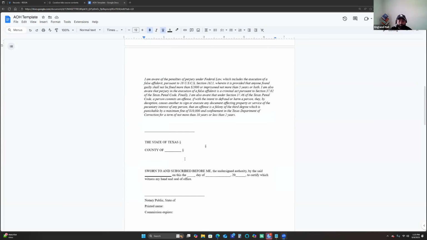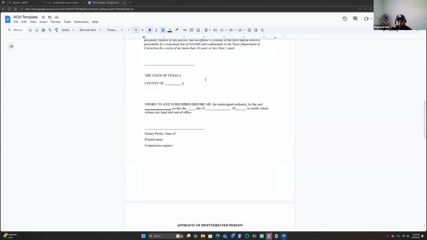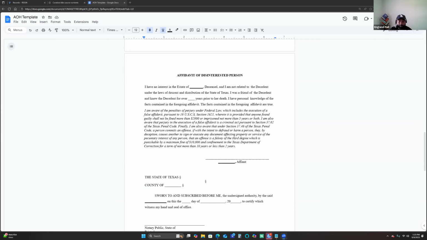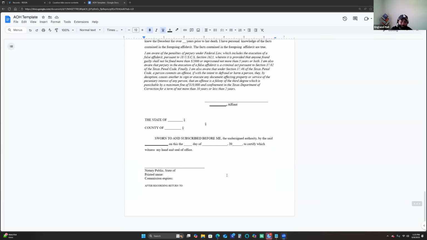And this is the legal jargon: State of Texas, County of whatever. The notary signs this. Then the disinterested persons, which are the witnesses, sign. But that's exactly how you do an affidavit of heirship.